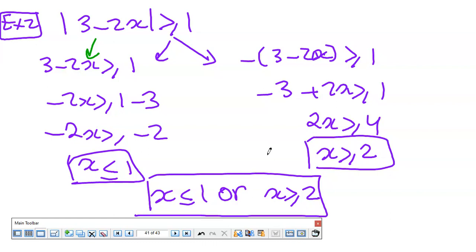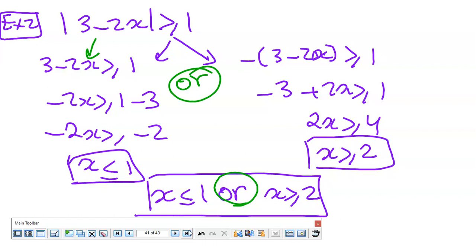Can I write this one as x between? No, I cannot. x should be less than or equal to 1, or x should be bigger or equal to 2. I cannot write it as bigger than 2, less than 1, because 2 is bigger than 1. So I cannot write it as between each other, and I cannot write it as and. So when I'm solving bigger or equal than, this is or. You write it in the end, in the final answer.